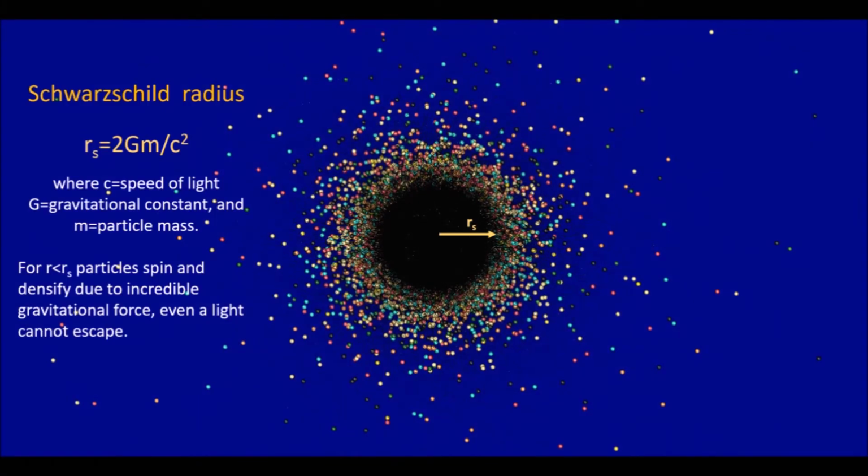All black holes have the event horizon boundary. This boundary is defined by the radius at which the linear velocity equals the speed of light, and is given by the Schwarzschild relation. Inside this boundary, a huge gravitational force spins and densifies mass particles.